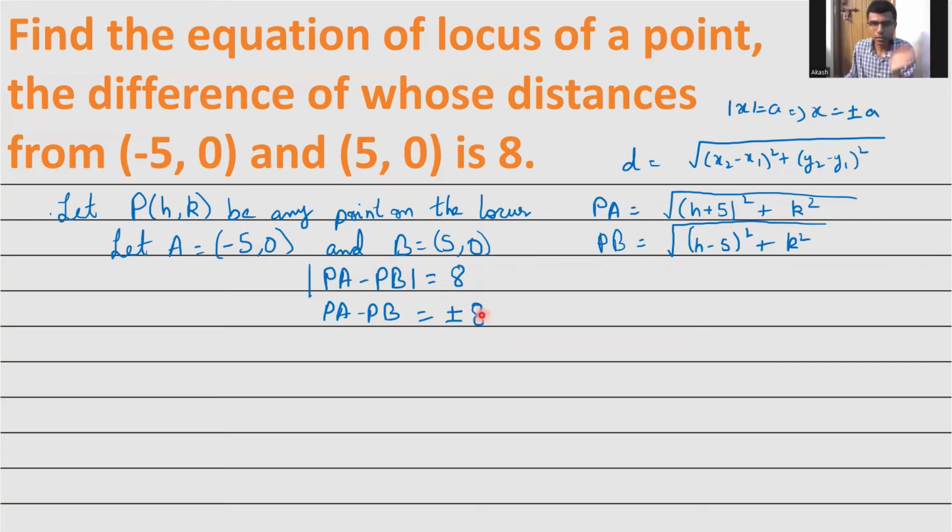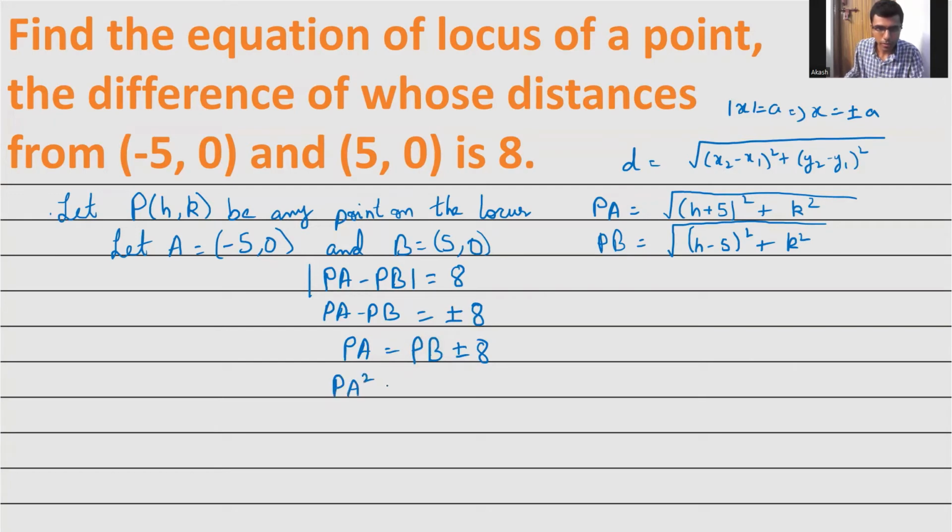Now what I'm going to do is square on both sides. Sorry. Before that, okay, if I square, you would actually get here minus 2 PA into PB. That would be very difficult to solve. So first take this PB to the other side. PA is equal to PB plus or minus 8. Now you can do squaring on both sides.